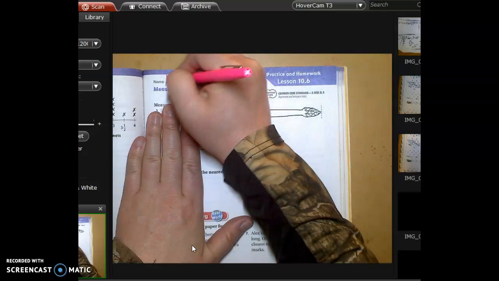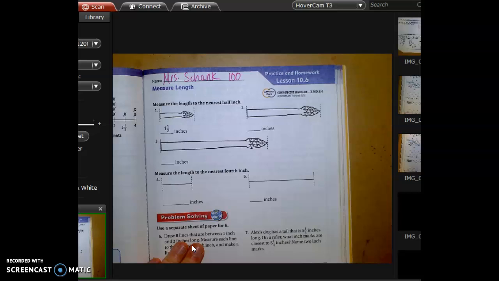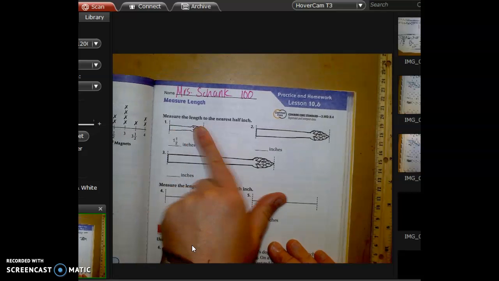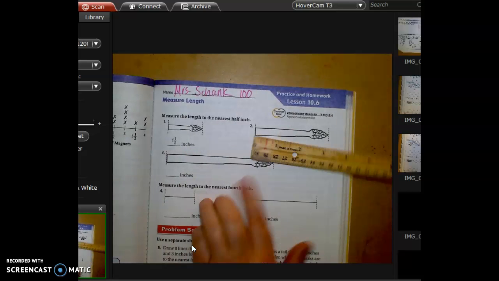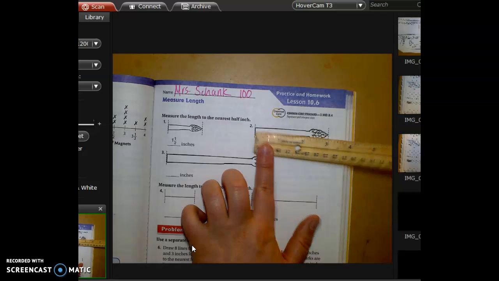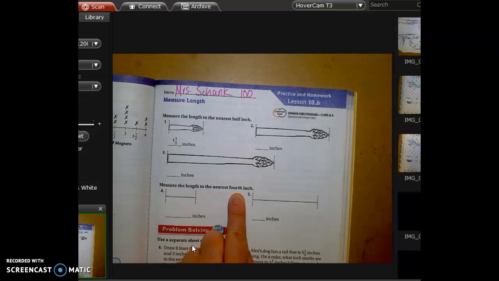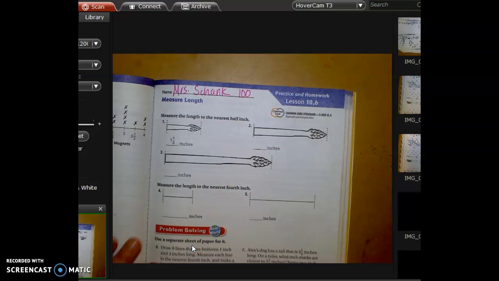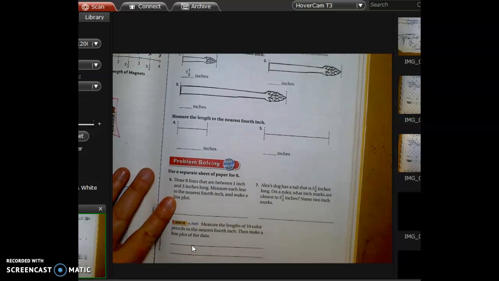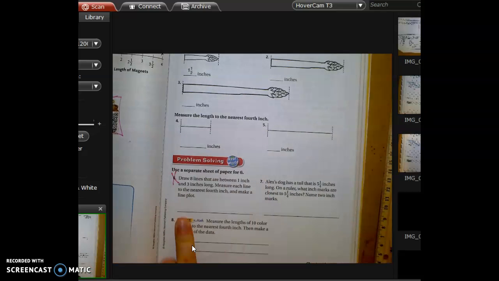We are going to put our name and our number. Measure the length to the nearest 1/2 inch. So for number 1, they did for you, 2 and 3. You're going to measure those pieces of asparagus, it looks like to me, and you're going to write your answer. Then for number 4 and 5, you're going to measure the length to the nearest 1/4 inch. So your denominator is going to have a 4 in your fraction there. Okay? Number 6. We're going to cross out number 6 today.